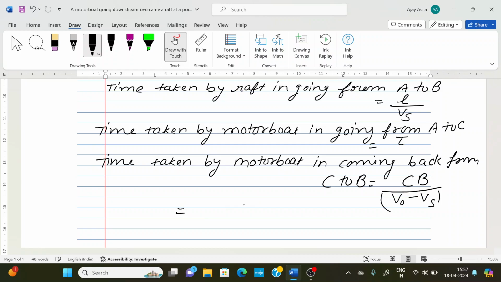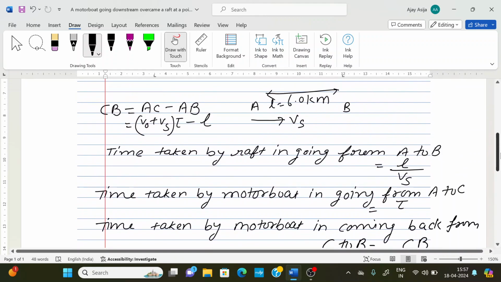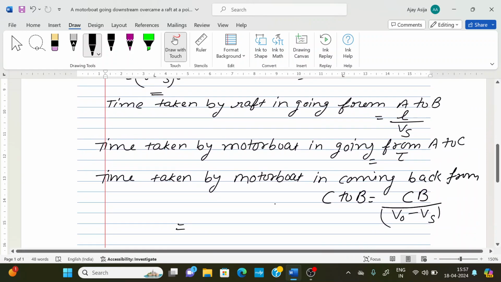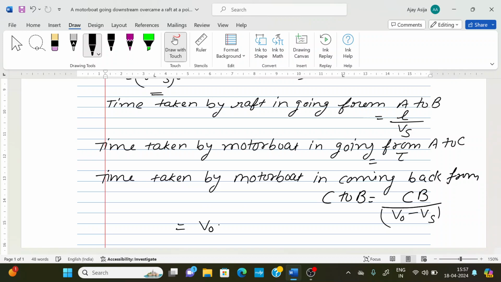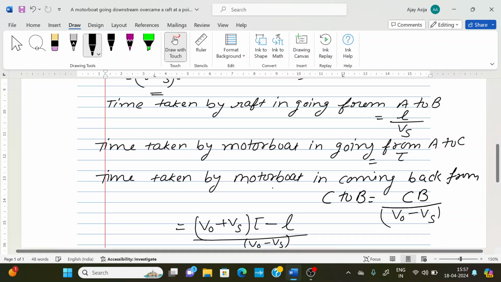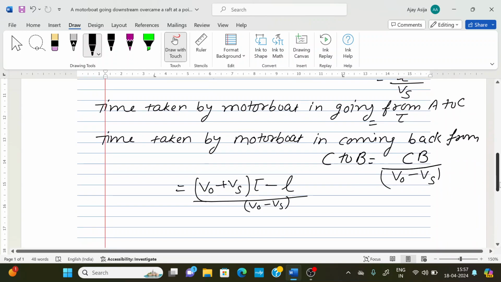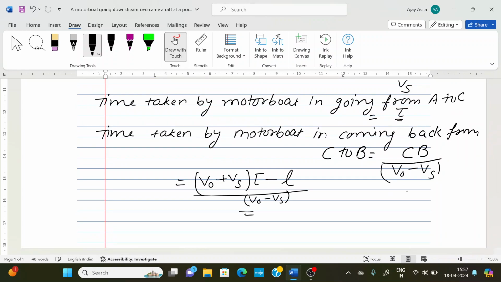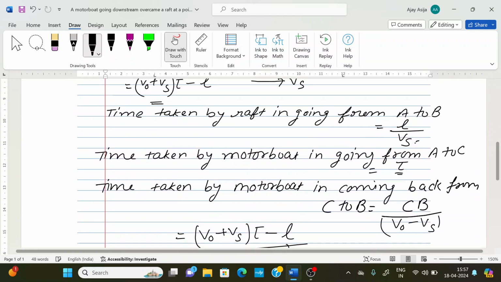So we will put in the value of CB, which we have calculated here. CB is equal to (V naught plus Vs) into tau, minus L, upon V naught minus Vs. So this is the time taken by the motorboat in coming back from C to B. Now the sum of these two times is equal to the time taken by the raft in going from A to B.